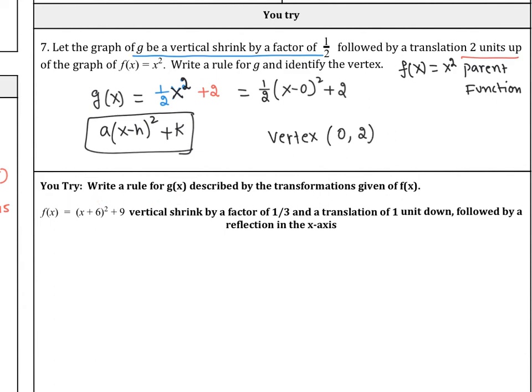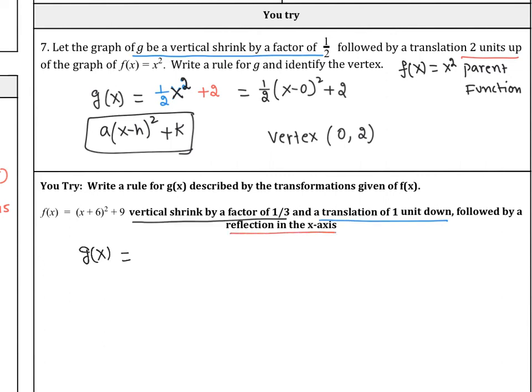Write a rule for g(x) described by the transformations of f(x). f(x) equals x plus 6 squared plus 9. The first step is a vertical shrink by a factor of 1 over 3. The second step is a translation of 1 unit down, followed by a reflection in the x-axis. So our first step is the shrink, our next step is the translation, and our last step is the reflection.